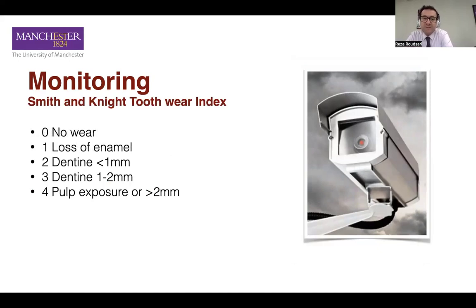Probably the most famous one is called Smith and Knight, whereby you're looking at teeth and you're giving them a score from 0 to 4. 0 when there is no sign of wear, 1 where there's only wear into your enamel, 2 and 3 is when the wear is within your dentin. If it's only minimal, it's grade 2. If it's more than that, it's grade 3. And if you do have any pulpal exposure or you've got more than 2 mm of dentin loss, then you're looking at a score of 4.